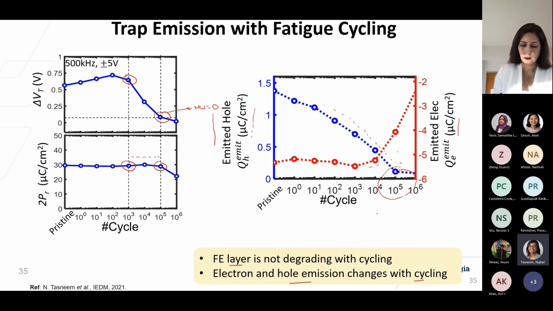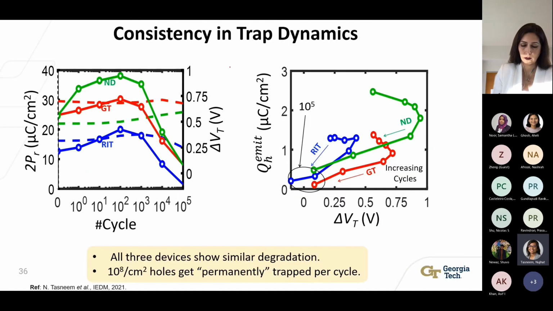Interestingly, these results are consistent among other different ferroelectric FETs. We did this same experiment on 3 HZO N-type FFETs fabricated in 3 different facilities: Notre Dame, Georgia Tech, and Rochester Institute of Technology. The dotted curves here show the evolution of 2PR with cycling, and the solid curves indicate the evolution of the memory window with cycling.